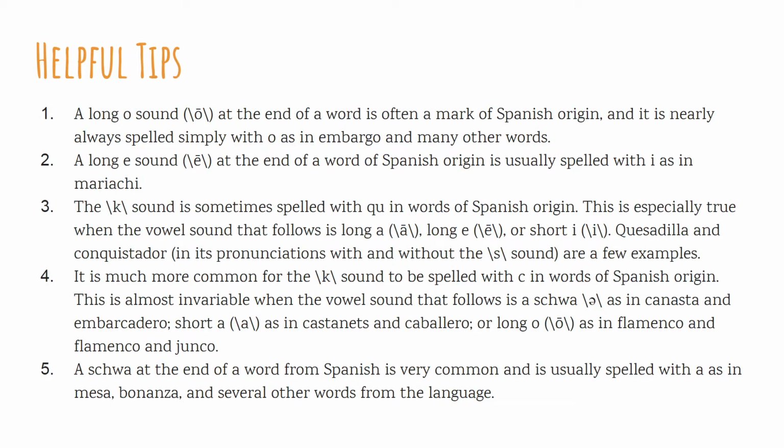Next, the long E sound at the end of a word of Spanish origin is spelled with I, as in mariachi.